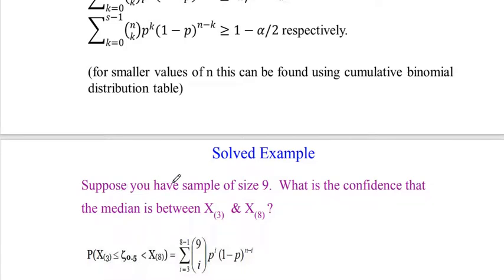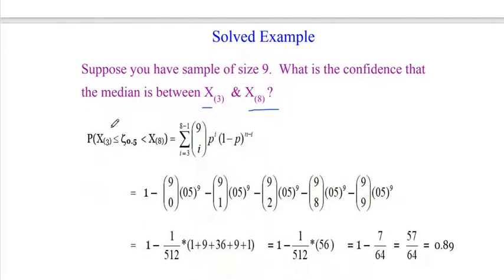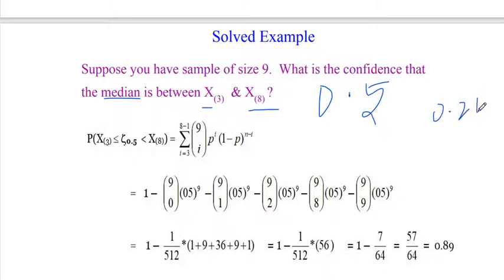Suppose that you have a sample of size 9. What is the confidence that the median is between x3 and x8? Here, median means 0.5, so 0.5 is our p value. When you say upper quartile or lower quartile, that time it will be 0.25 or 0.75. It depends upon the question.